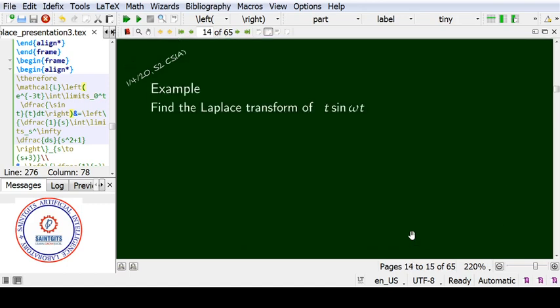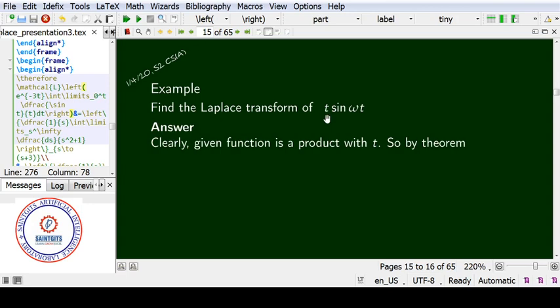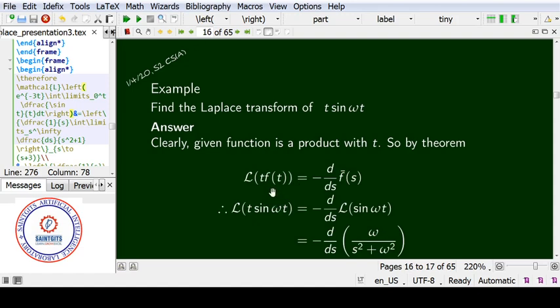First problem: Laplace transform of t sine omega t. So here sine omega t is a very simple basic trigonometric function. We know its transform: Laplace transform of sine omega t is equal to omega by s square plus omega square. Then what happens when this function is multiplied by t and then we take the Laplace transform? Now we simply calculate the transform of sine omega t, take the derivative and multiply by negative 1. So the given function is a product with t, so we apply the theorem: Laplace transform of t into f of t is equal to minus d by ds of f bar of s.